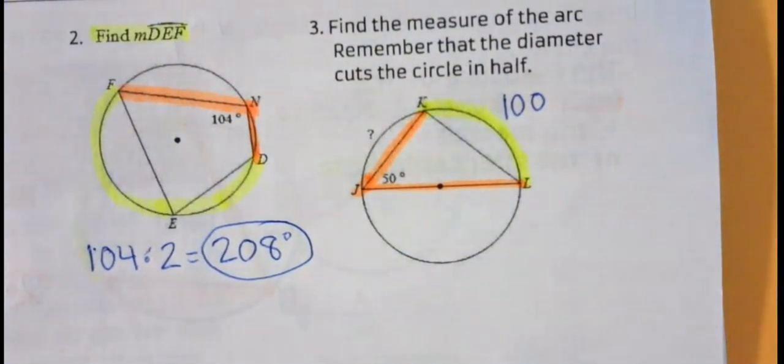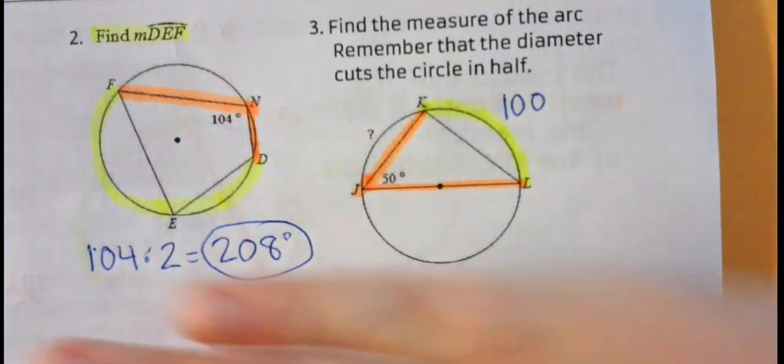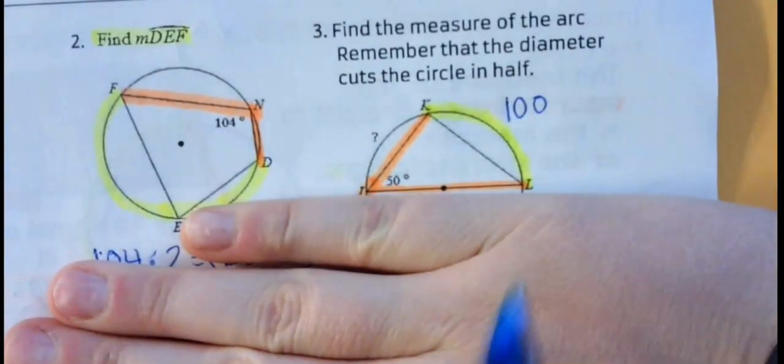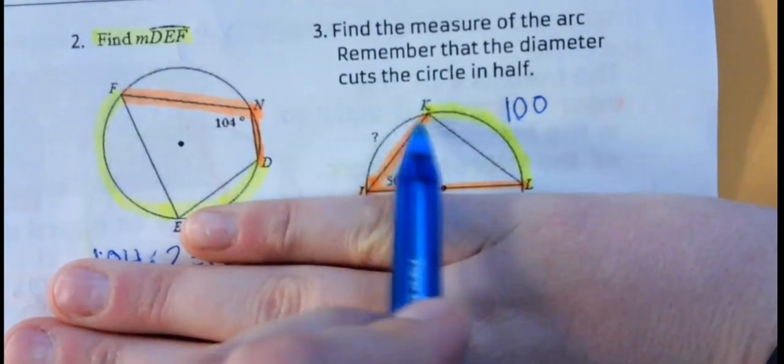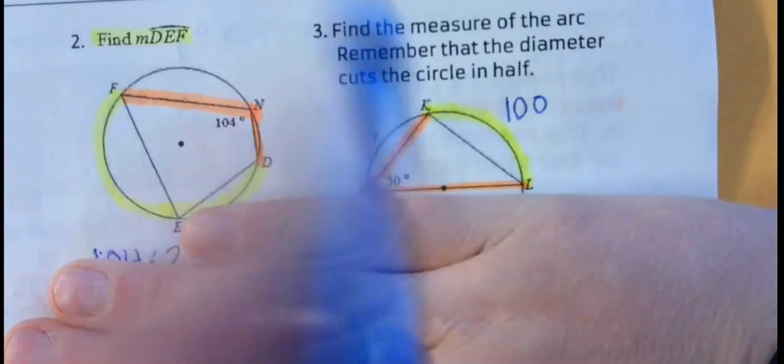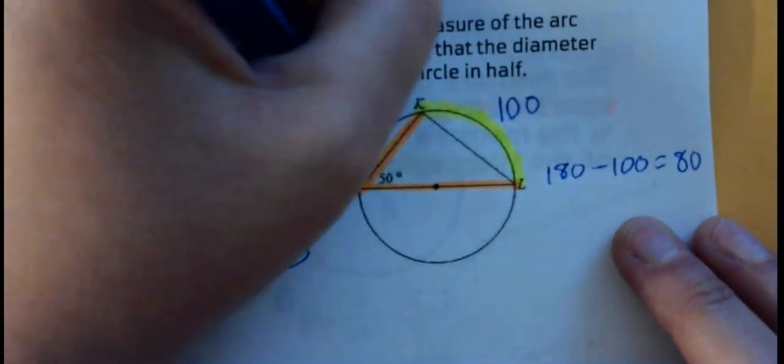What you have to do now is realize that a diameter cuts the circle in half. We talked about this when we talked about central angles. You have a diameter. If you cover up half of that circle, you realize this is 180 degrees. And I have 100 here, but I need to realize that this is 80. Because 180 minus 100 is 80 degrees.